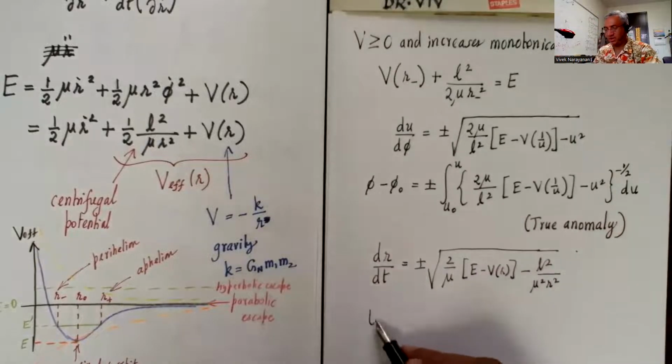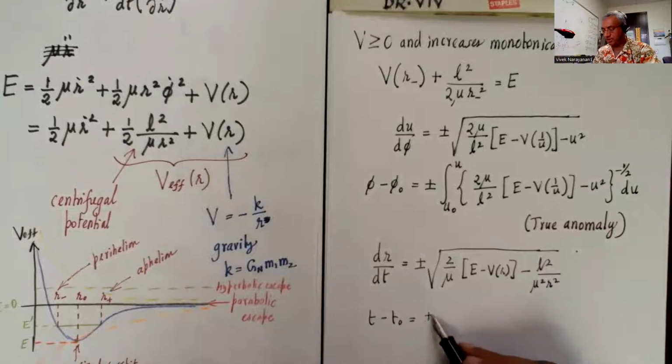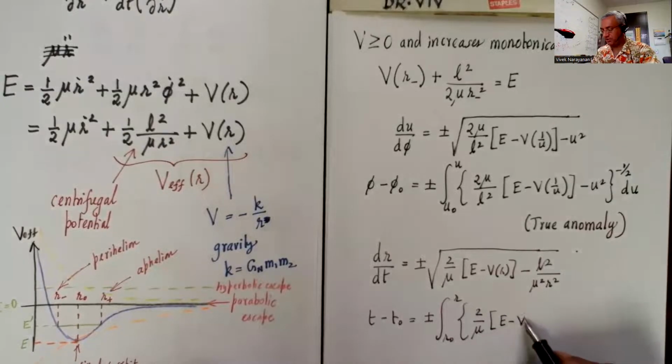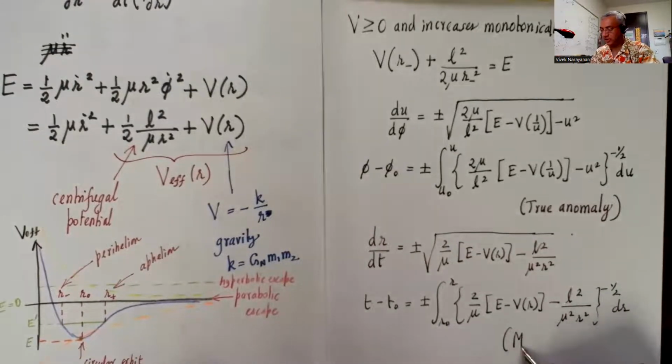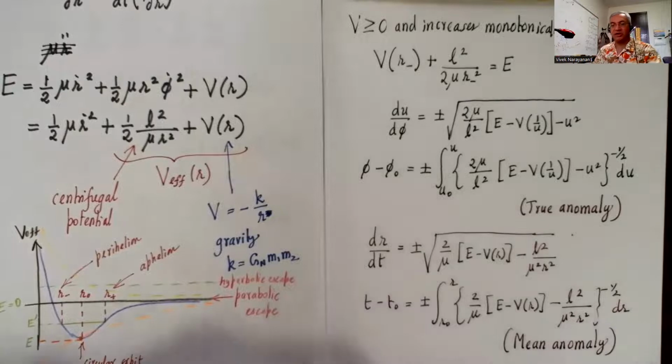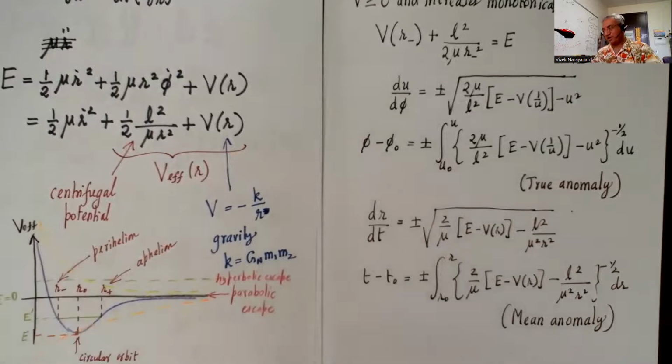And then when I find out the time, t minus t naught, that gives you the orbital time, plus or minus the integral from r naught to r of 2 over mu times E minus V of r, minus L squared over mu squared r squared, to the power minus half, dr. This is called the mean anomaly. It basically solves the time as a function of the relative radius position. So these are important moments in orbital theory, which I'm highlighting.